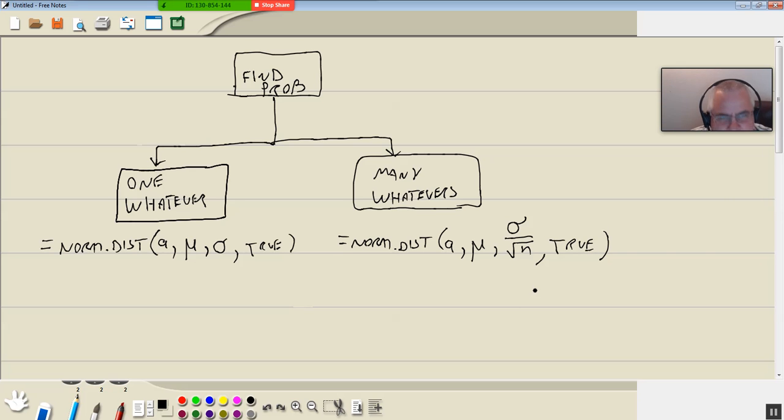Now, one whatever versus many whatevers. What does that mean? Well, if I'm looking at a problem, I have to ask myself, they're asking me for the probability. Are they talking about one whatever or many whatevers? For example, they might ask, what's the probability you pick one person out and their age is greater than 30? Or the problem might be worded, what's the probability that out of a sample of 10 people, their average age is greater than 30? So there we're talking about 10 people, many people or many whatevers. So that's where we'd use this formula here.